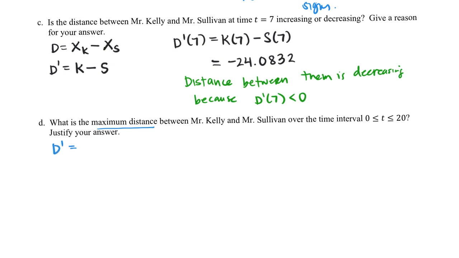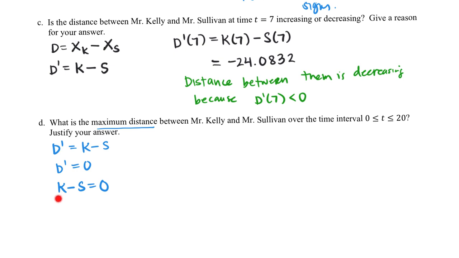I found d prime in the last problem. So d prime I defined as k minus s. I want to see when d prime equals 0 so I can get the critical numbers. So I want to see when k minus s is equal to 0. I'm going to use my calculator to solve that equation.